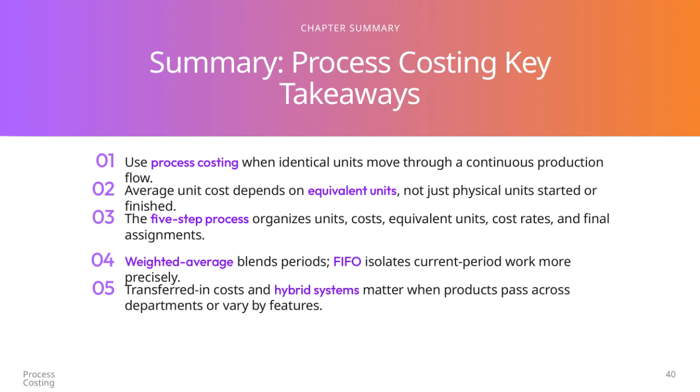When it comes to methods, the weighted average approach blends costs from multiple periods, while FIFO gives a clearer picture of current period work by isolating it. Lastly, when products move between departments or have different features, transferred-in costs and hybrid costing systems become essential considerations. These points capture the essence of process costing and how it is applied in various production contexts.